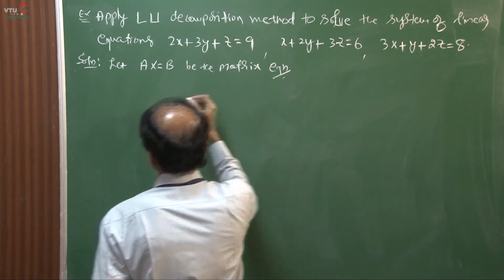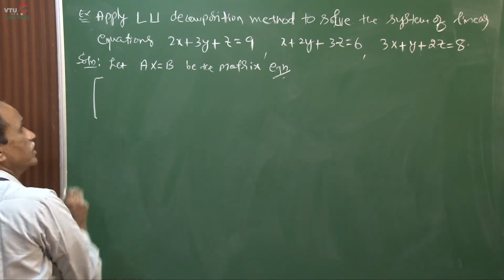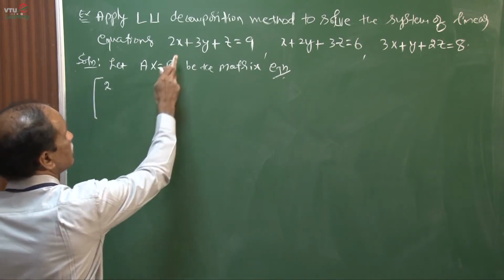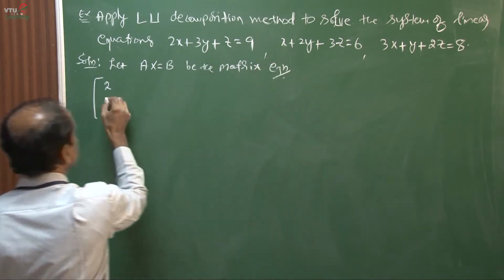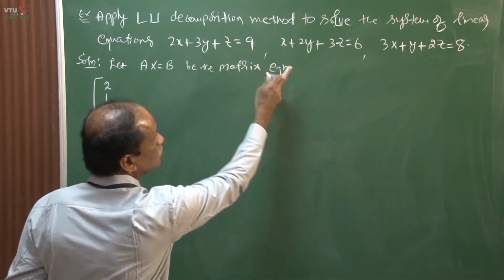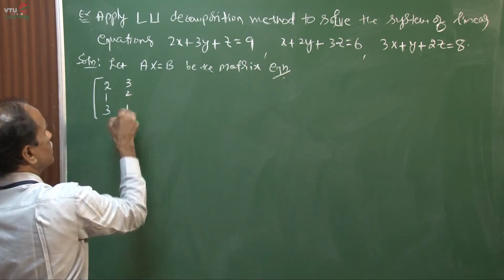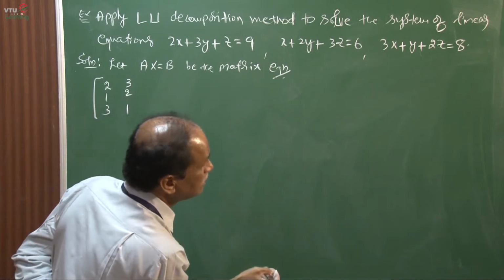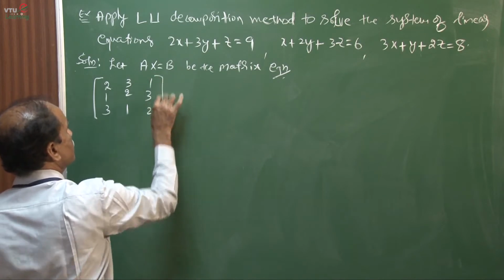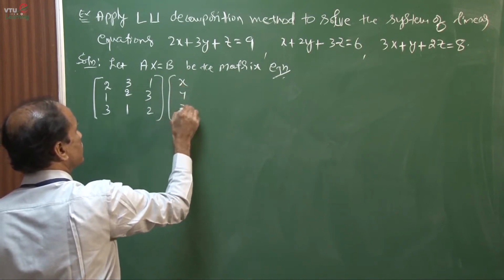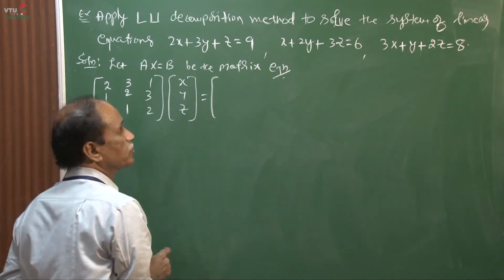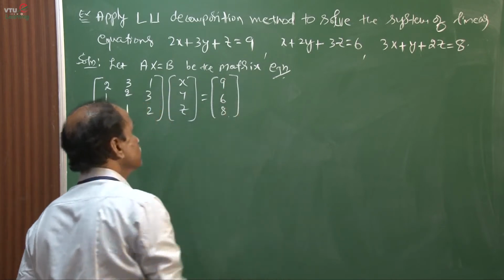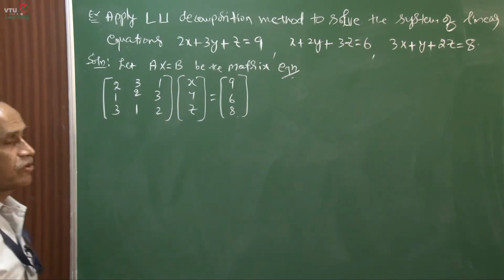Okay. So, what is that matrix equation? From the given equations, coefficients are to be written. That is, first column is 2, 1, 3, second column 3, 2, 1, and third column 1, 3, 2, multiplied by unknowns x, y and z. This is equal to 9, 6 and then 8. This is your matrix form of the equation.